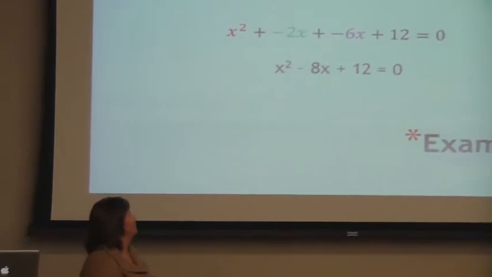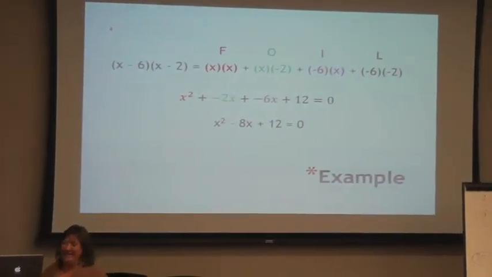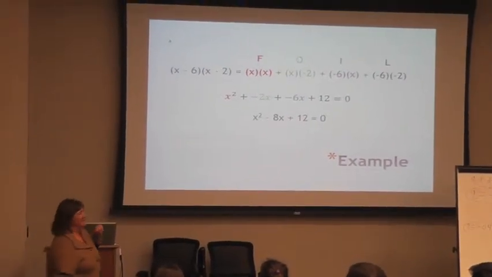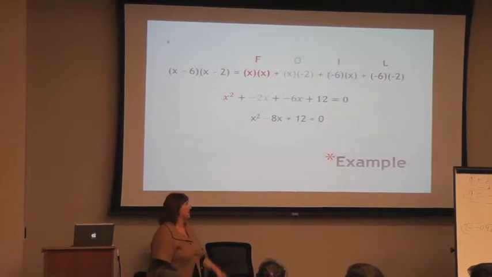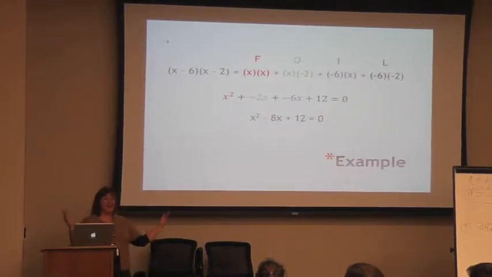Here I've laid it all out for you, and I know you've already seen it. But you don't get to answer a question because I've shown you the terms now. Combine like terms, and we get our final answer of x squared minus 8x plus 12 equals 0. Are there any questions about how we got there?